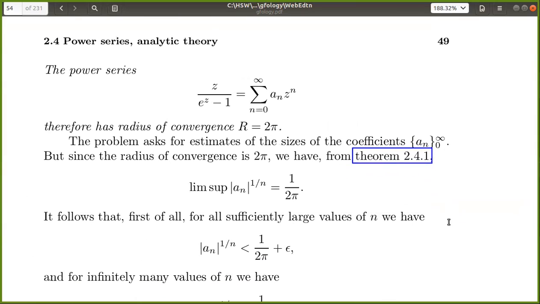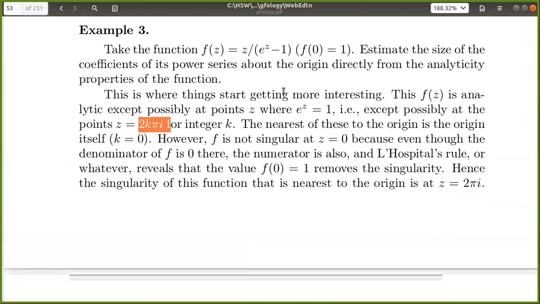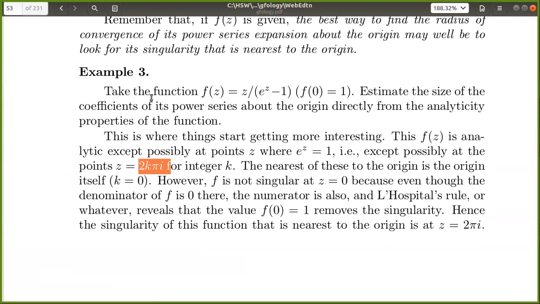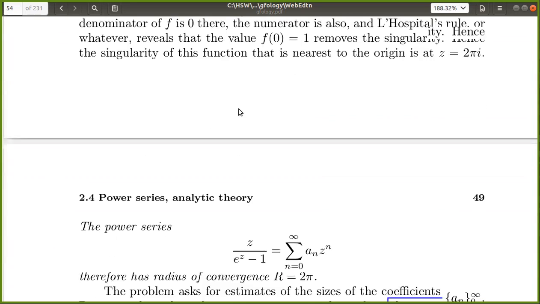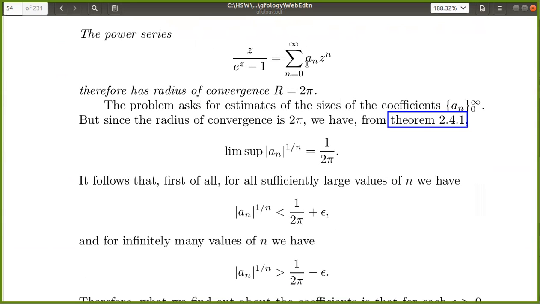Now, with this power series, if you were expanding it around the origin, this is what you would have written, a n z raised to n. And then these a n's are what we have to estimate the size of. This is the question: estimate the size of the coefficients of its power series about the origin. About the origin, when I expand it, this is what I would get. So these are the coefficients whose size I have to estimate.